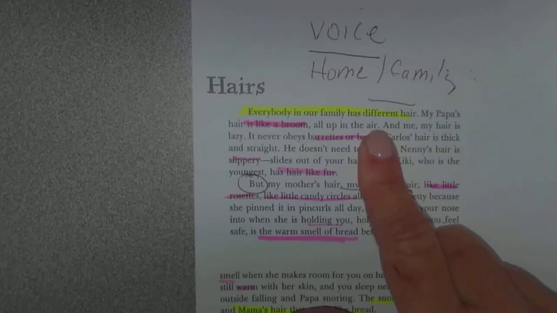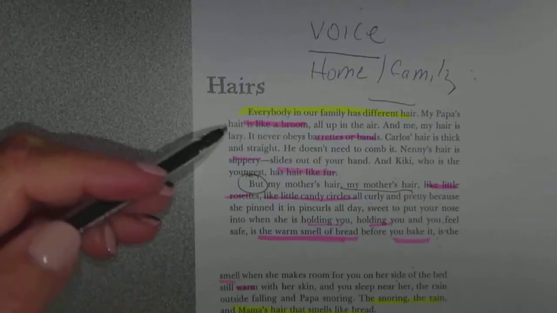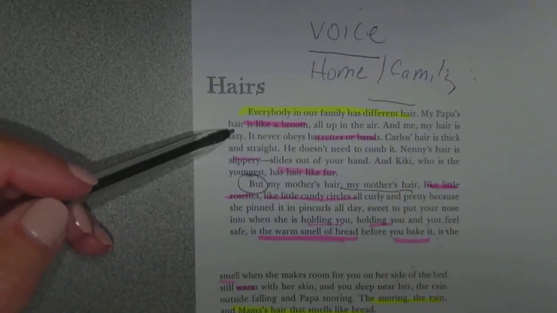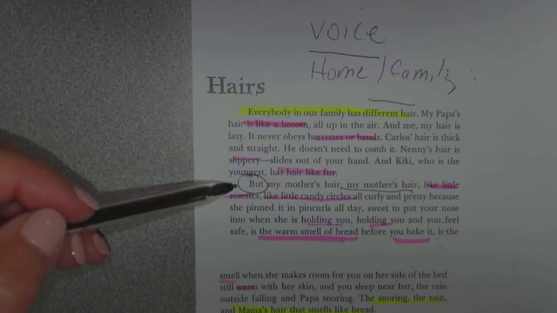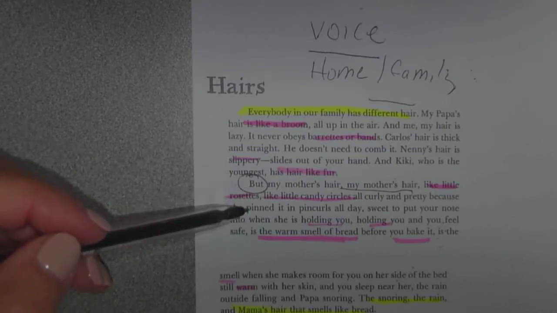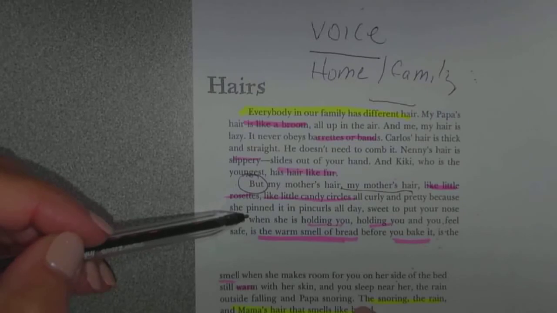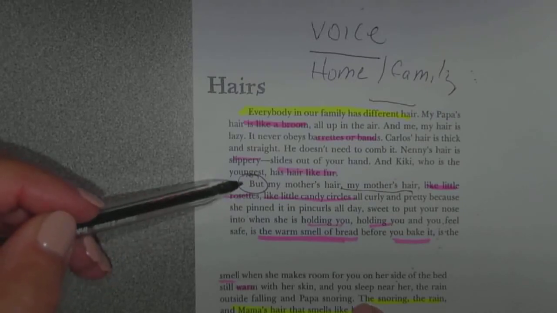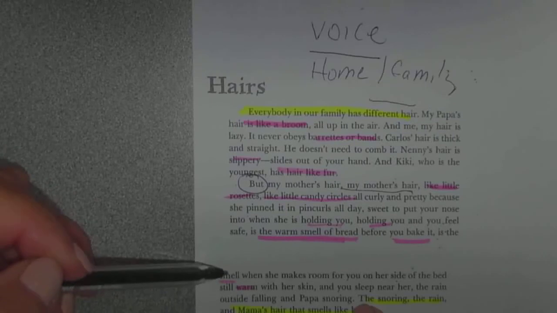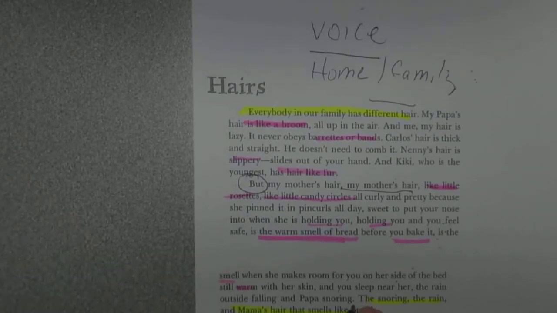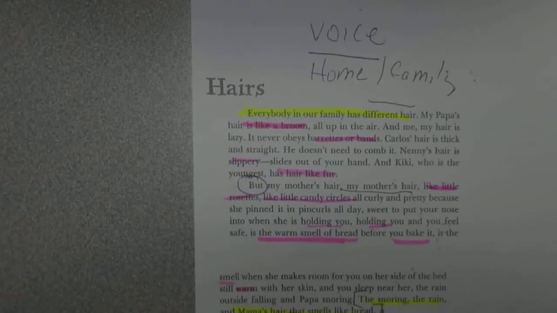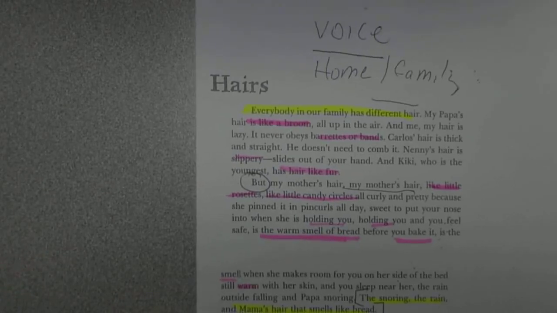Do you see? And so what she does in here, too, if you look at her syntax in this whole paragraph, it is one long sentence. It begins with but, and it ends with snoring. And then we have a smaller sentence here that she repeats. Do you see that? So this idea of my mother's hair, and she repeats it, my mother's hair, simile, like little rosettes, like little candy circles.